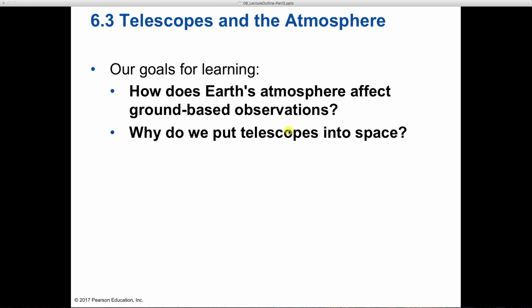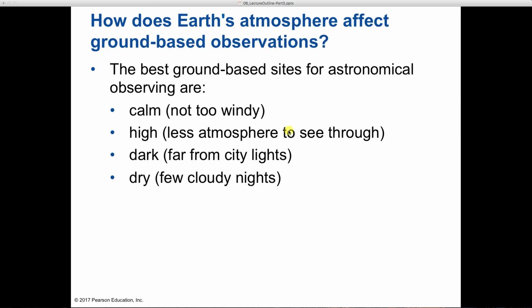Hi class, in this third section of Chapter 6 we want to look at, again, some things about telescopes, but now we want to talk about where you would put them. Do you put them on the ground, do you put them on mountains, do you put them in space? Where do you put them and why would you put them there?